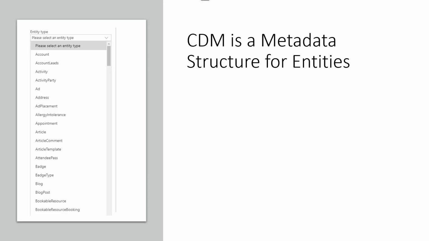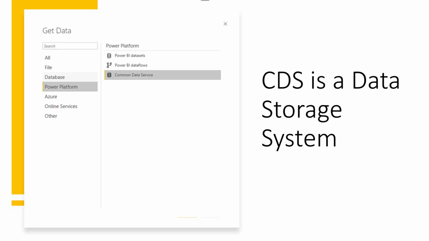CDM doesn't include the data. It's not a data storage system. Versus CDS, on the other hand, is a data storage system. You can actually connect to it. You can get data from it. In Power BI, you can say, get data from CDS, from Common Data Service. But you cannot do that with CDM. Now, CDS stores the data behind the scenes. It works with a lot of technologies to do that. But the main thing is that this is a data storage technology which you can work with.